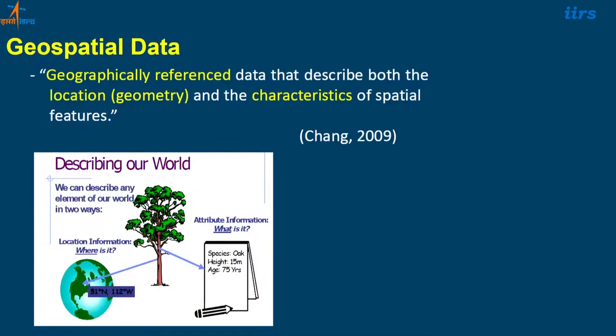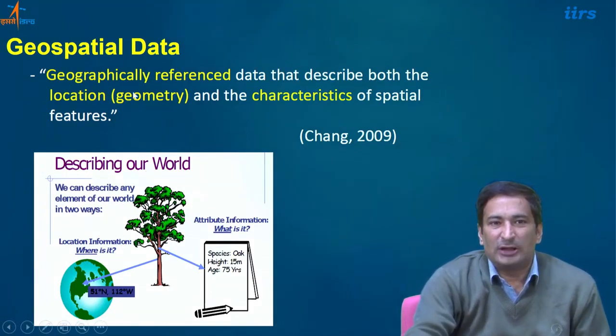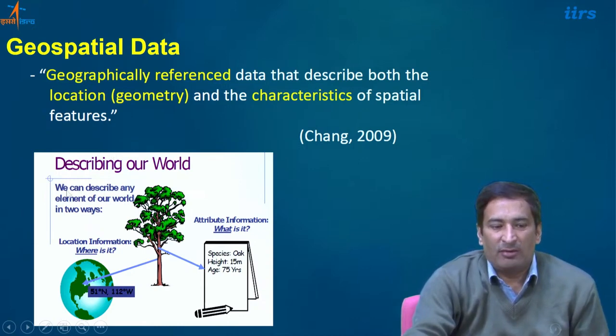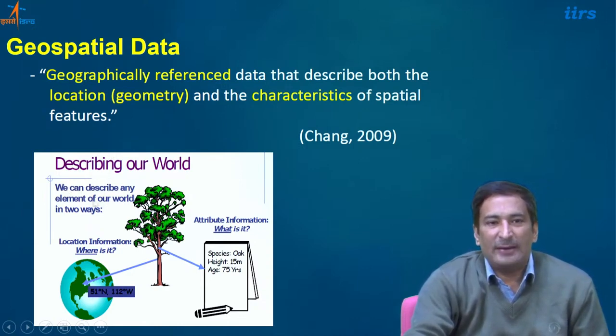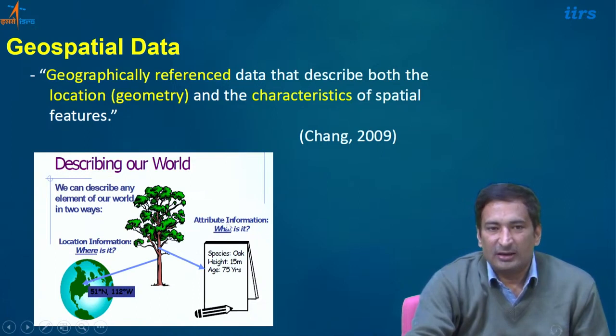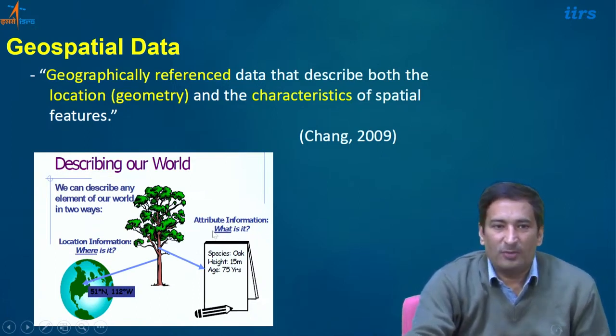Now, if we talk about geospatial data, a typical example that you can see here describes both the location as well as the characteristics of the feature describing our world. We can describe any element of our world in two ways. First, where is it? That is location information. And second, what is it? That is attribute information, the properties of that object.